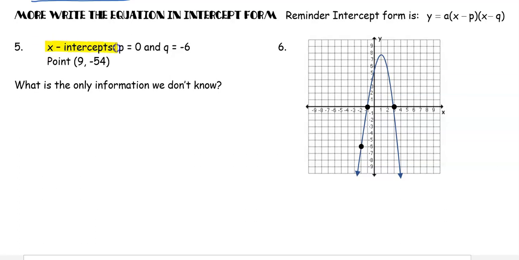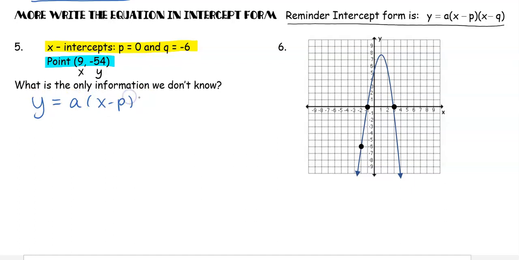So first, we are given these x-intercepts. And second, we are given a random point. Remember, a random point, this is my x-coordinate, this is my y-coordinate. So we have our reminder here, what intercept form is. So that's what we're going to start with. y equals a(x minus p)(x minus q).